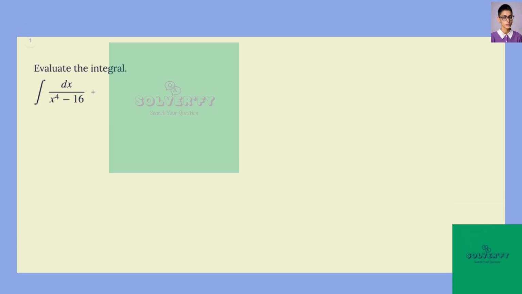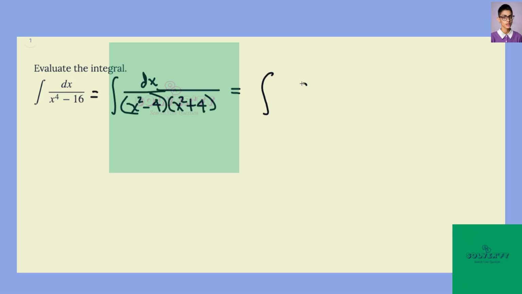The first thing we should do here is to just factor that denominator as much as we can. So here we'll get x squared minus 4, x squared plus 4. And then we should check to see if these factor. So if we look at the first one here, this is just x plus 2, x minus 2. How about the second one?